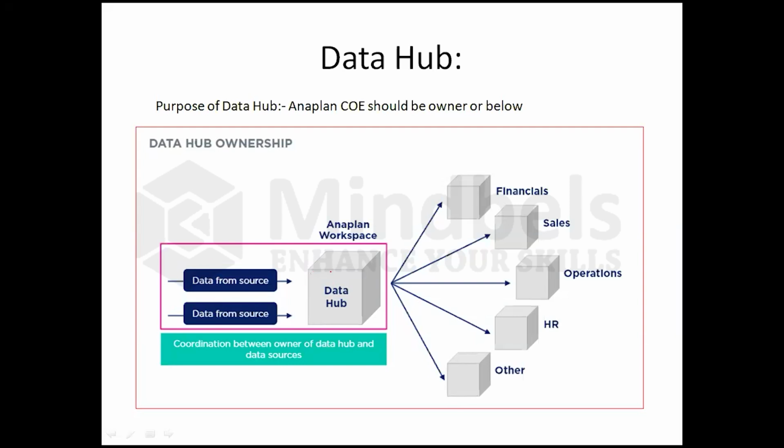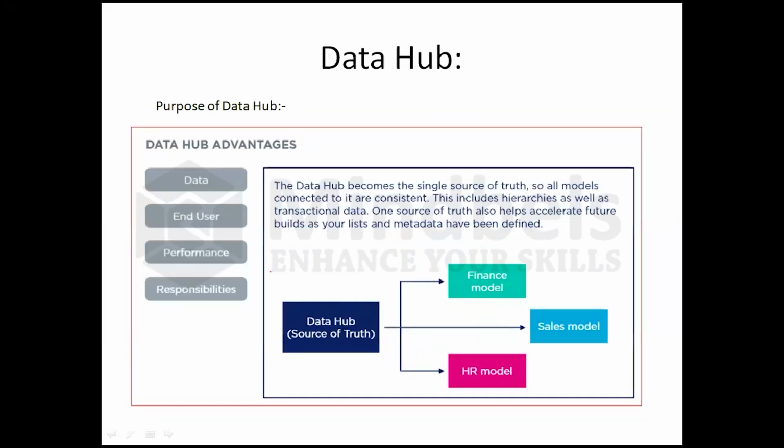It will get corrected, so you should be having the coordination with the owner of the data source also, right? This coordination is required. Now again the question remains: who should be the owner? The owner should be a co-owner type, right? That's why they are saying coordination, like the combined responsibility of both the source system and the data hub owner.